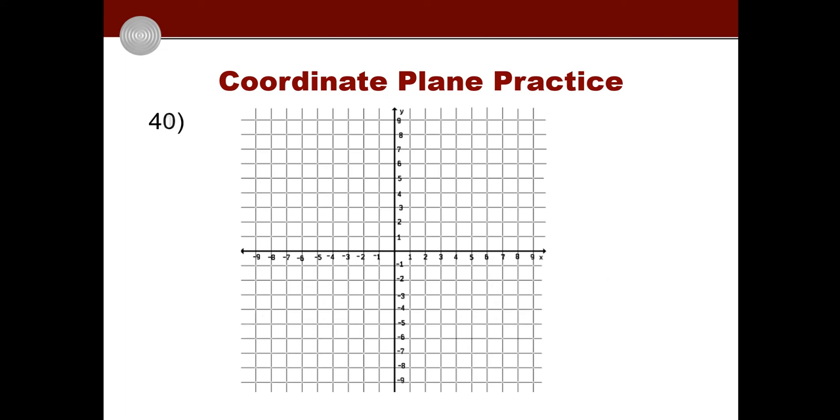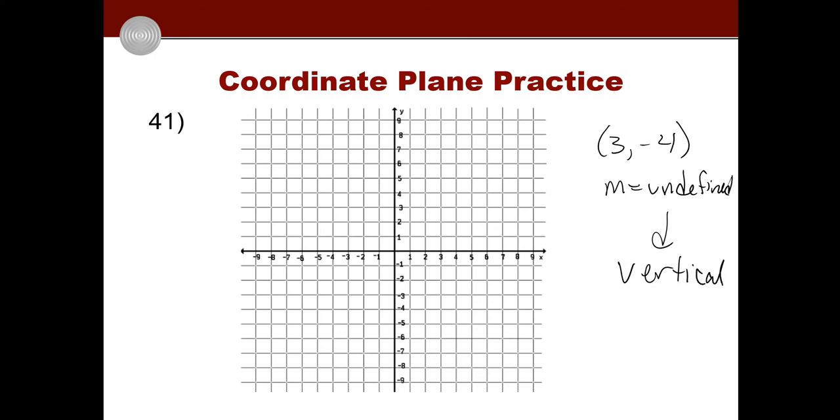So number 41, you should now have an idea where we're going with that. That slope they're saying is undefined. Well, the only line we know that has an undefined slope is a vertical line. So we have the point 3, negative 4. I'm going to plot that, and I know it's going to be a vertical line. So I can draw this somewhat straight. Our vertical line, through the point 3, -4.